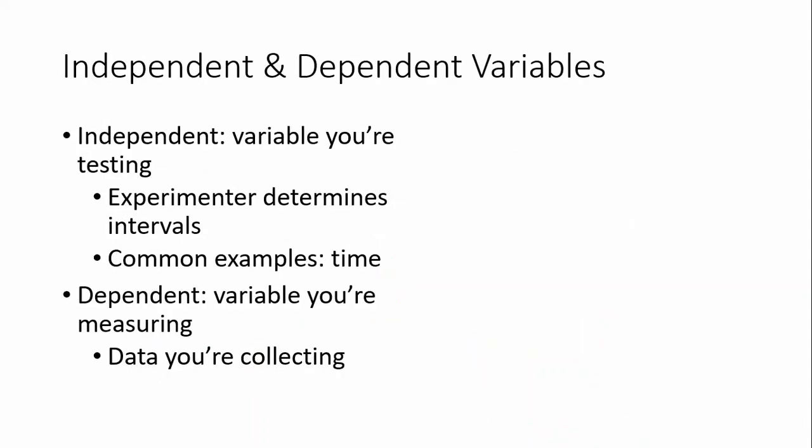So let's talk about independent and dependent variables. There's multiple ways to keep track of these, and we'll talk about that throughout the year. But at its basic, kind of most simple, the independent variable is the variable you're testing. That is something that you as the experimenter determine. So for example, when I say that you can, as the experimenter, determine the intervals, you could decide, okay, I'm going to give carbonated water and I'm going to give plain water. Or you could create your own concentrations of carbonated water.